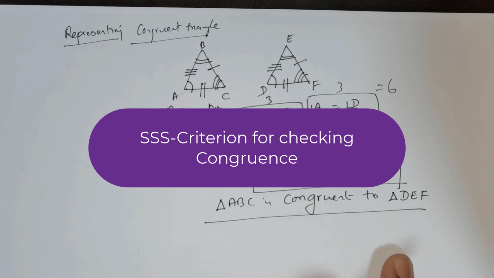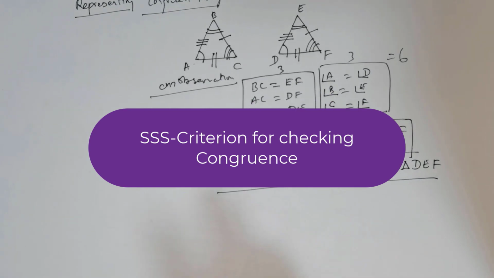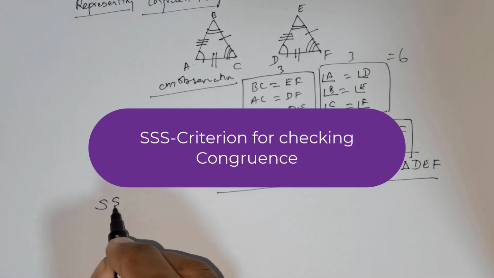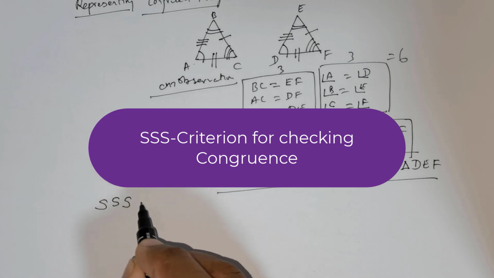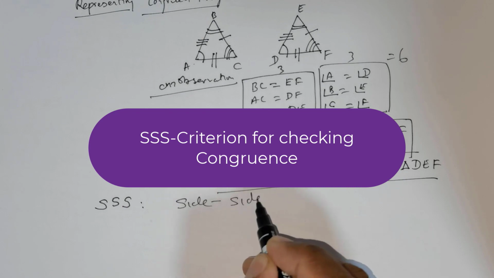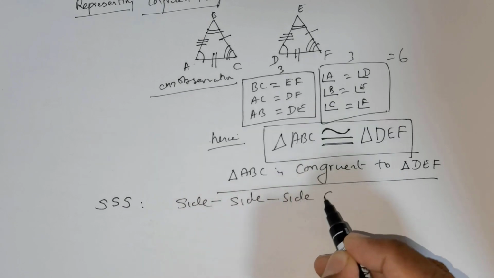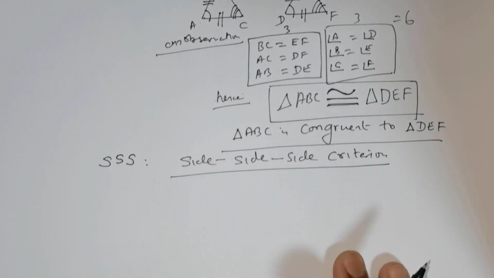Now I will show you how the criterions actually work. That is also a key feature. So first, what I'm going to show you here is called SSS, side. How do I represent this? This is called the side criterion. So what is the meaning of this?